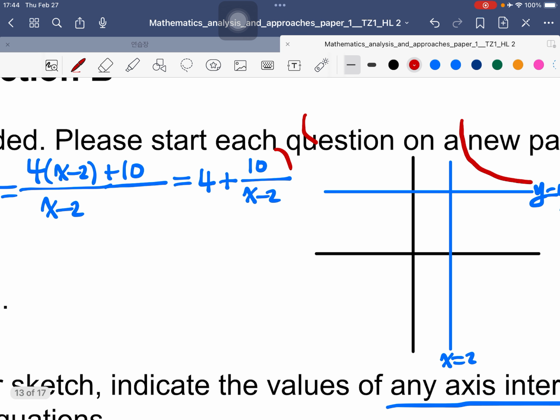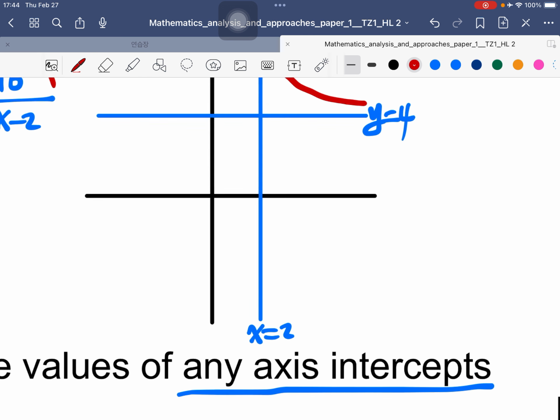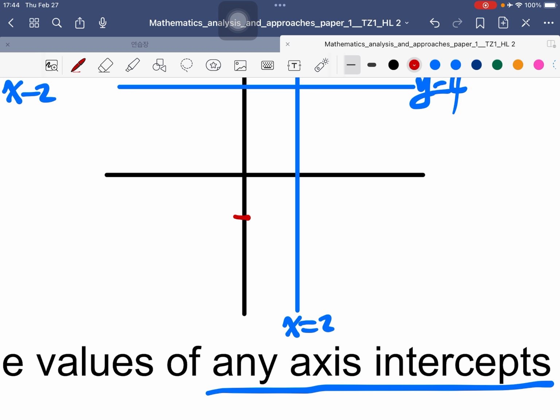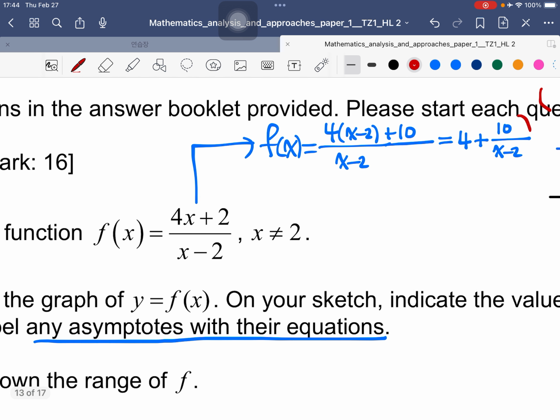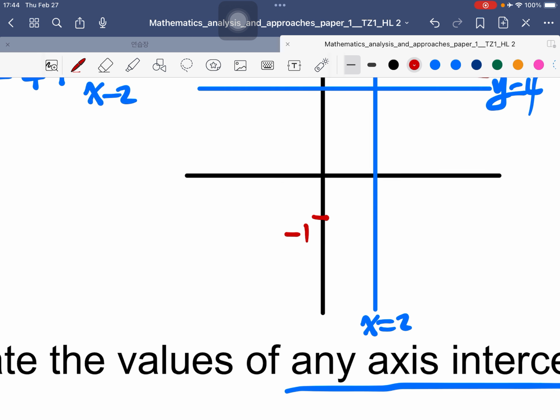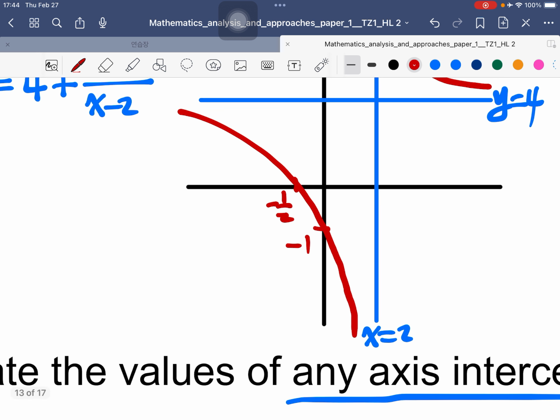So when x equals 0, y equals -1, right? So passing -1 over here. When y equals 0, x equals -1 over 2. So it's -1 over 2. It's passing this way, these 2 points. So it should go like this.